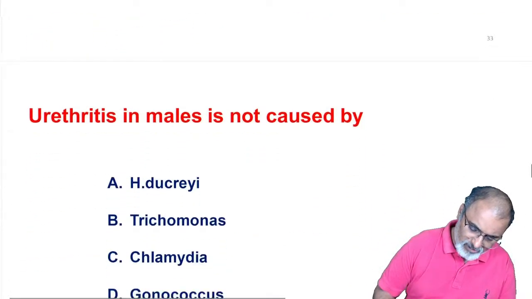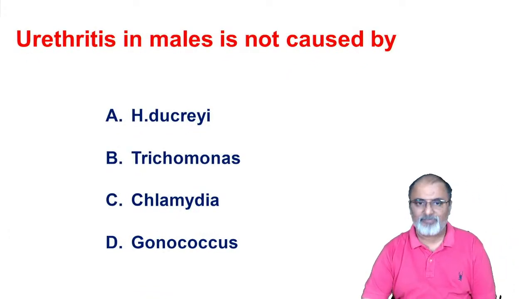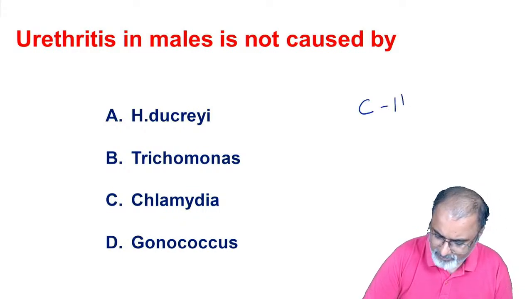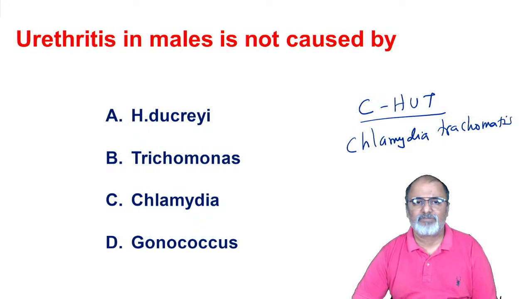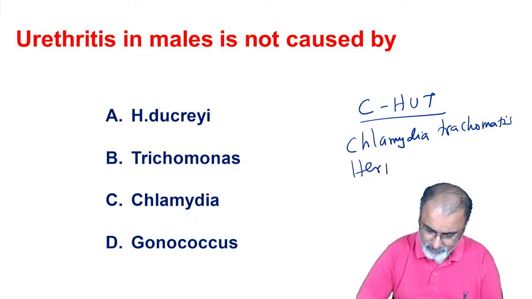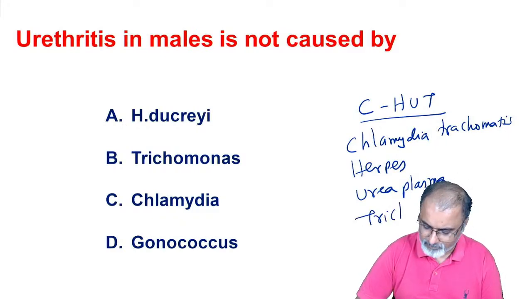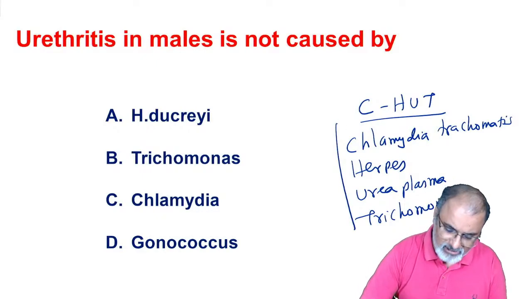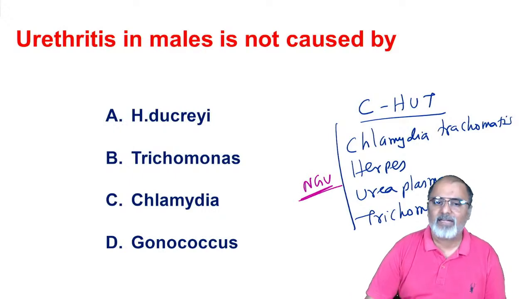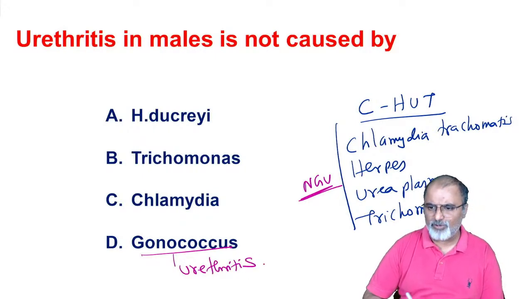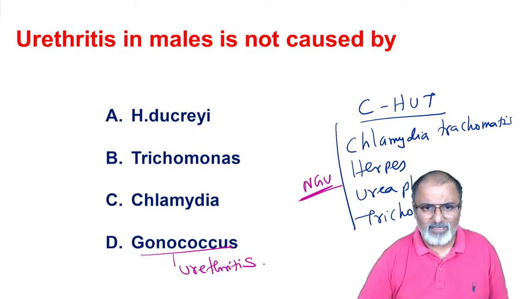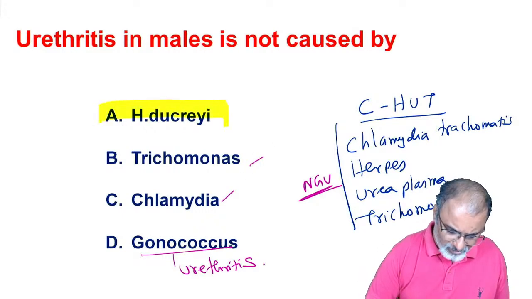Next is, urethritis in male not caused by? For urethritis, there is a famous mnemonic CHUT: Chlamydia trachomatis, the most common cause of non-gonococcal urethritis; Herpes; Ureaplasma; Trichomonas. These cause non-gonococcal urethritis, and a very common urethritis is caused by gonococcus, because we classify urethritis into two: non-gonococcal and gonococcal. Haemophilus ducreyi causes painful ulcers.